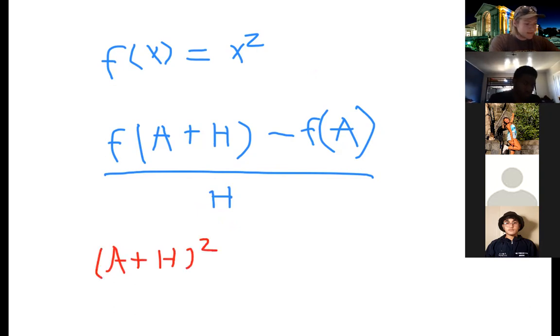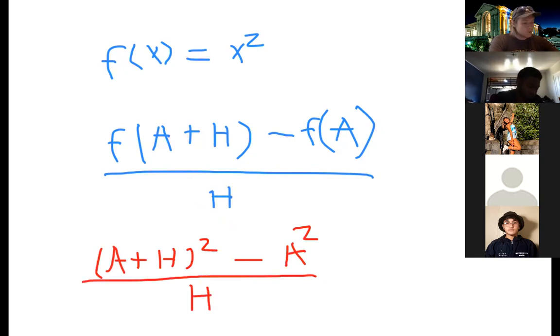Okay, minus f of a, which is just a squared, right? Because we just plugged in a for that, all over h, right? Now we use the FOIL method, factor this out. Now you can see why I was trying to get you guys to use that factoring worksheet, because there's a lot of factoring involved. Factor that out, use the FOIL method. Hopefully you know what that is, right? Combine like terms, right? And hopefully you can get to this.